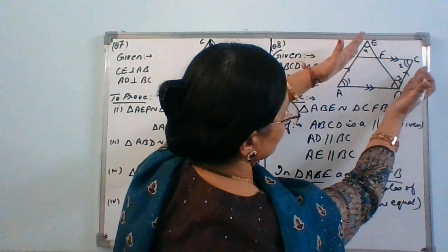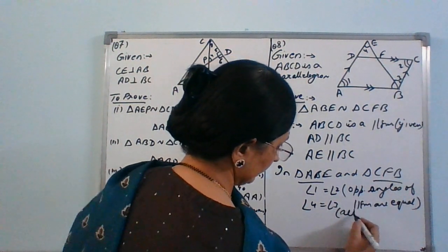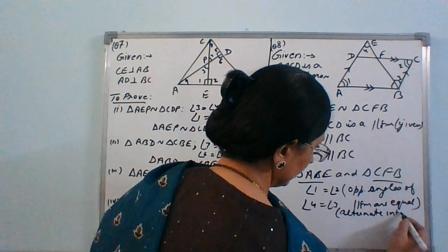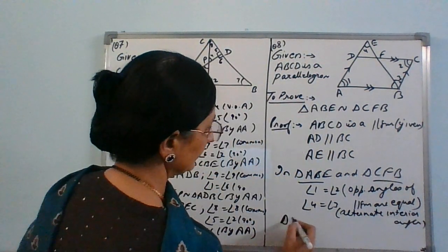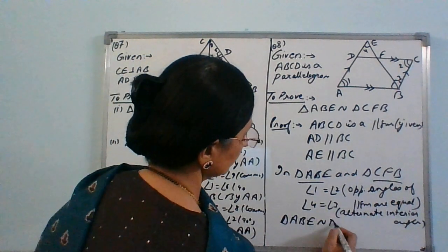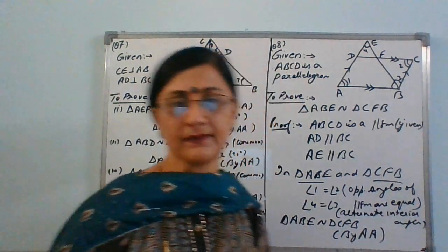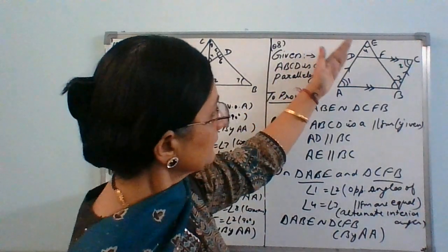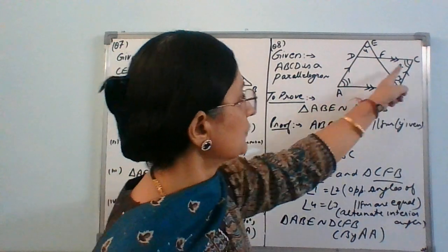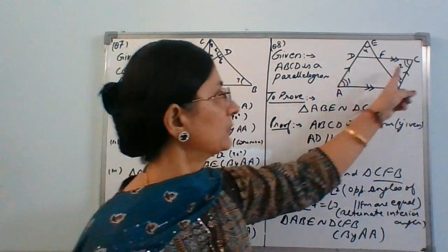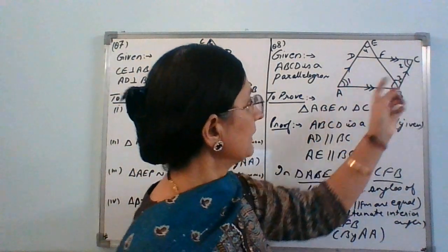Now since these two are parallel, where a Z is formed, 4 and 3 are alternate interior angles, right? So we have found two angles. So triangle ABE will be similar to triangle CFB by AA similarity criteria. Here also AA, right? This was parallel to this. It is a parallelogram, 1 is equal to 2. You have to prove this bigger one and this smaller one similar. So there are two angles, 1 equals 2. Done. Right? Opposite angles of a parallelogram are equal.